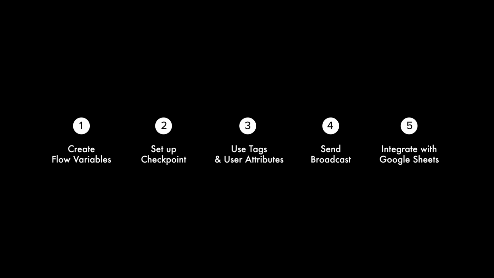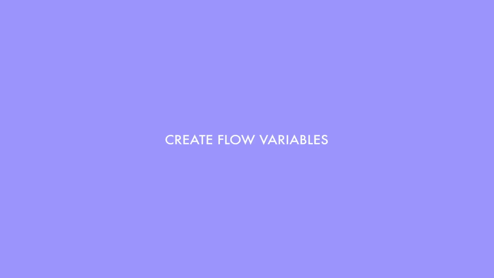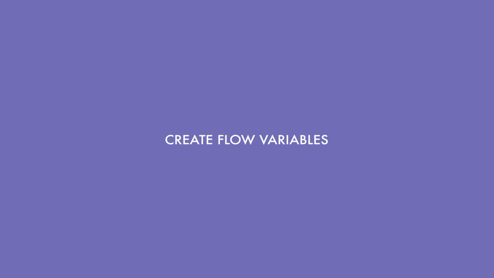First, we will use flow variables to capture information from chat users, which can be used in the future. Second, we will use checkpoint to save our fashion orders in one place. Third, we will cover how to use user attributes and tags to segment customers in the future. And then, we will talk about how to use filter and send broadcast based on user attributes and tags that we have set up. Finally, we will guide you on how to transfer customers' orders from BotStar to Google Sheet through integration. Let's start with the first part, creating flow variables inside our chatbot to store customer input.